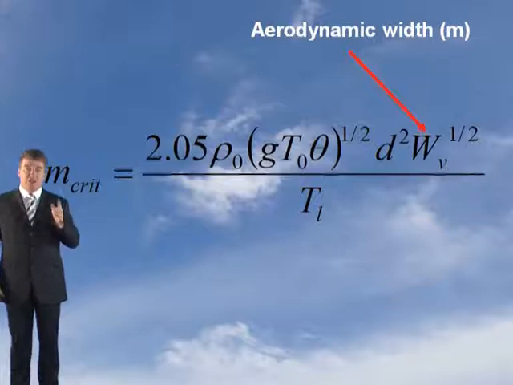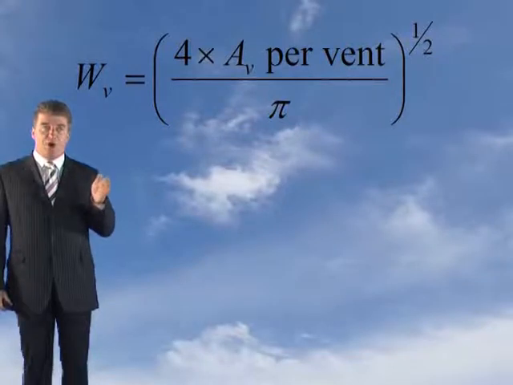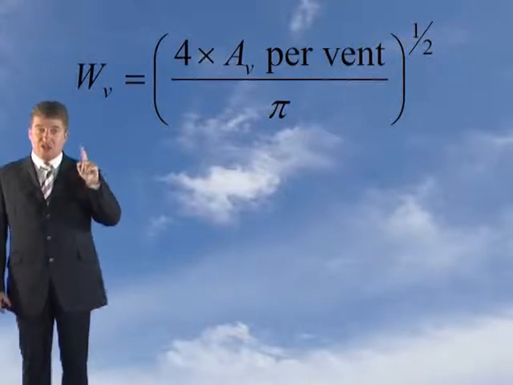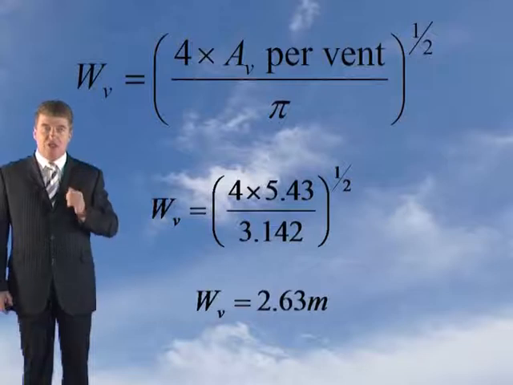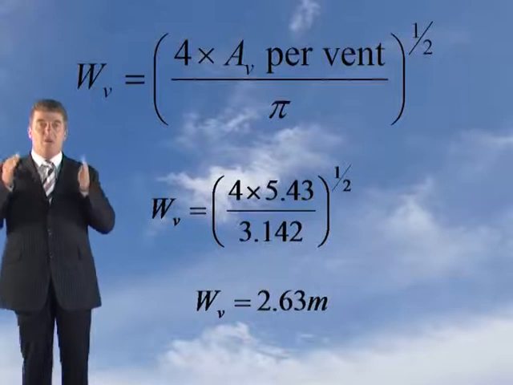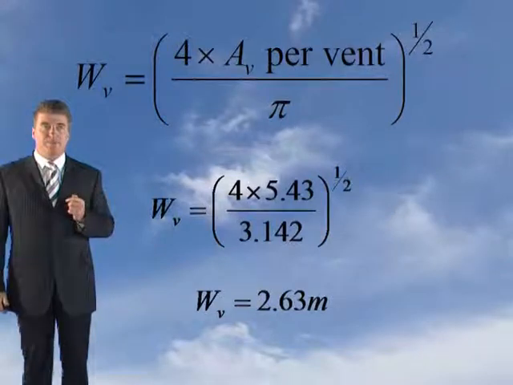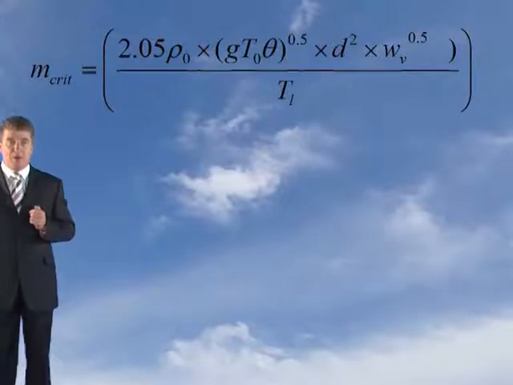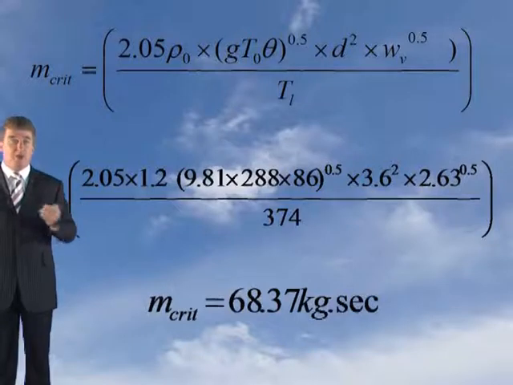You've got to convert your ventilator, whatever shape it is, into a circle to insert in this formula. To do that, you use this formula here, where WV equals the square root of 4 times your geometric area per vent, divided by pi. Putting that in, you get WV equal to 2.63. So that's the width of a ventilator circle that would match the same dimensions as your ventilator. Now you've got all your variables, put them in the M-Crit formula. Once you put them all in, you get an M-Crit of 68.37 kilograms, which is very high.